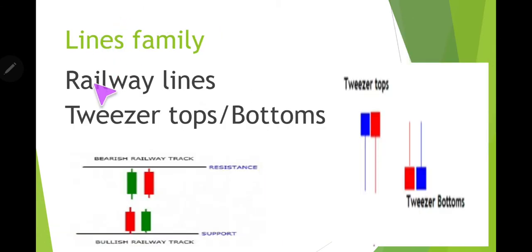And then under lines family, we've got railway lines and tweezer tops and bottoms. The railway lines look like this. The railway lines will appear on top of a resistance if the trend was going up. All of a sudden you get the large red candle that is of similar height to that other green candle going in an opposite direction, and vice versa. On the support you'll get one candle which was going down like that, which is red and huge, and then all of a sudden you get the matching candle in size but different color in the opposite direction. So these are the railway lines.